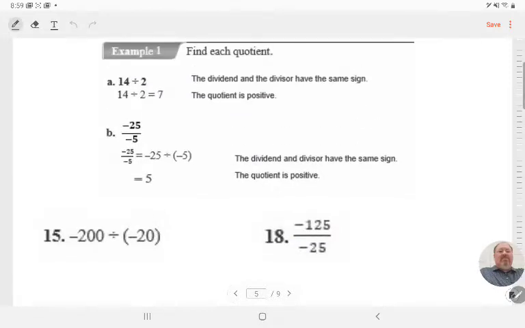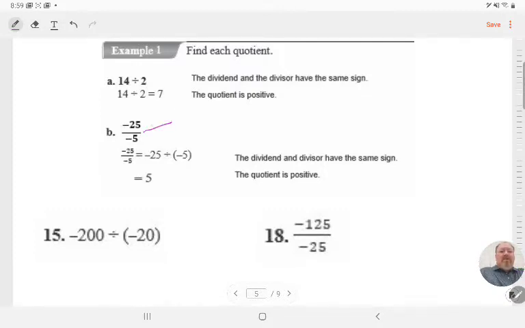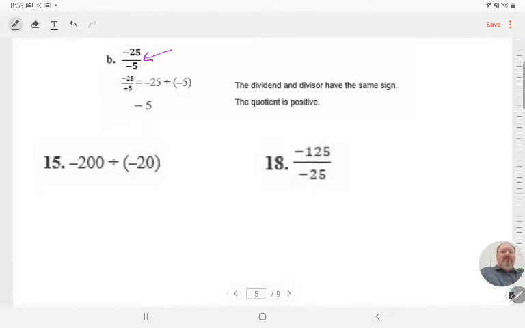So let's look at examples of that. We have 14 divided by 2. They're both positive, so the answer is positive. And 14 divided by 2 is 7, so the quotient is a positive 7. Again, this looks like a fraction, but remember, with a fraction, that's a division sign, okay? So negative 25 divided by negative 5, they're both negative, so the answer is positive, and 25 divided by 5 is going to give me 5. All right, here's a couple examples. Take a second, see if you knew these, and then come back and see how you did.